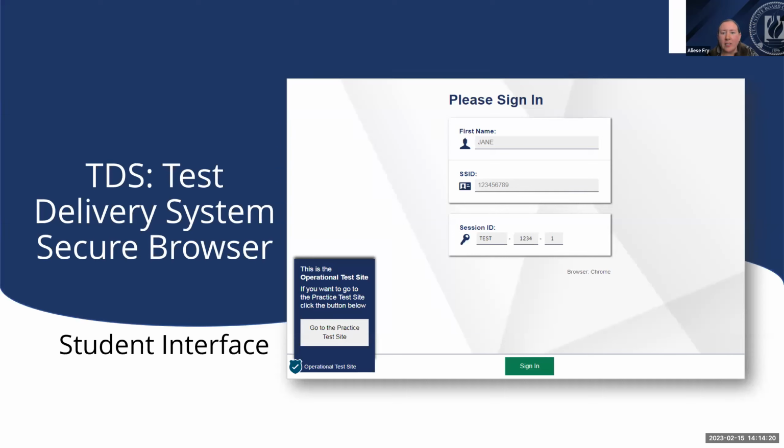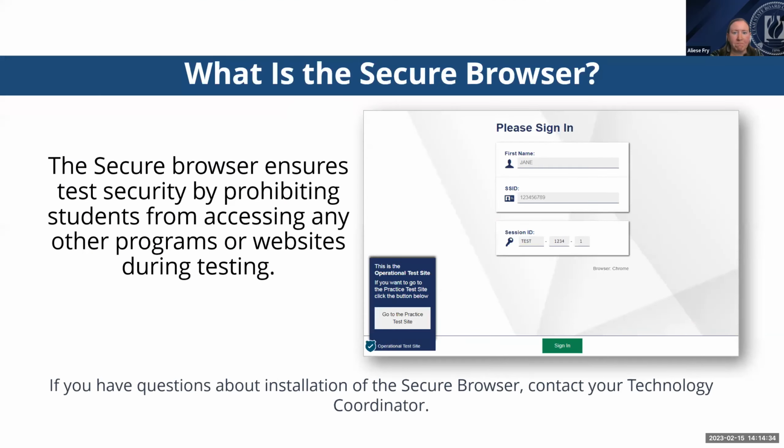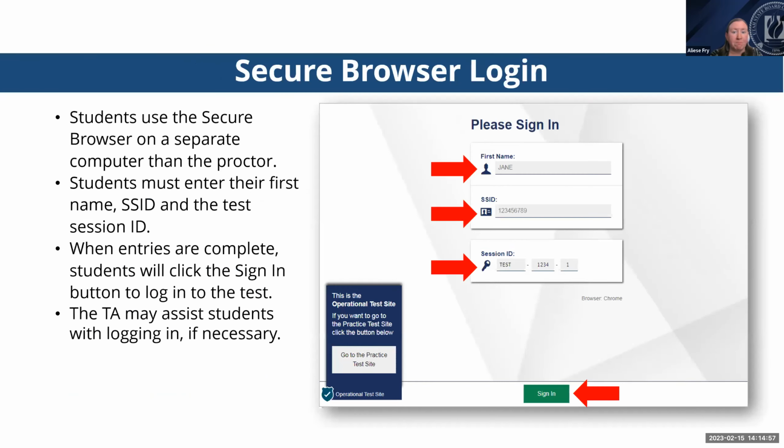All right, so this is the secure browser student interface. This is what students will see when they open the secure browser. You'll notice there's a place for them to put their first name, their SSID, and then the session ID, which is that live code. Students need to use the secure browser to log in. It's designed to ensure test security by prohibiting students from accessing any other programs or websites during testing. Your school's tech coordinator is responsible for ensuring that the secure browser has been correctly installed on all testing devices. So if you have questions about installation of the secure browser, make sure to contact your technology coordinator.